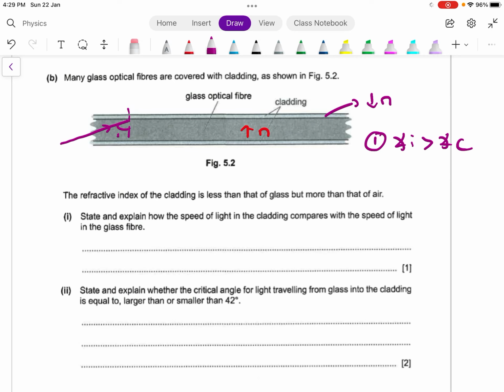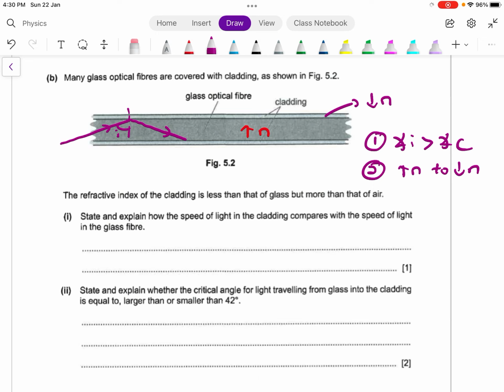So the angle of incidence here must be greater than the critical angle to undergo total internal reflection. So that is the first criteria. The second criteria is to make sure that the light travels from a more dense to a less dense medium, which is true in the optical fiber. If not, total internal reflection will never occur.